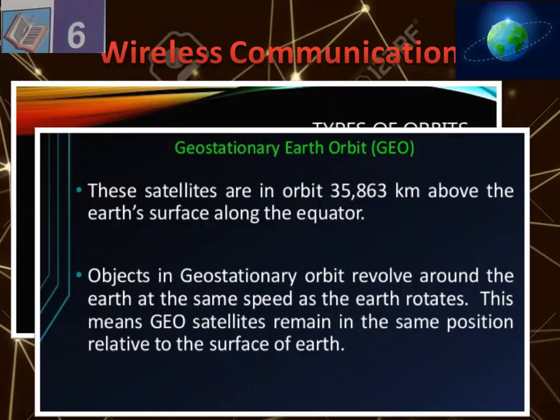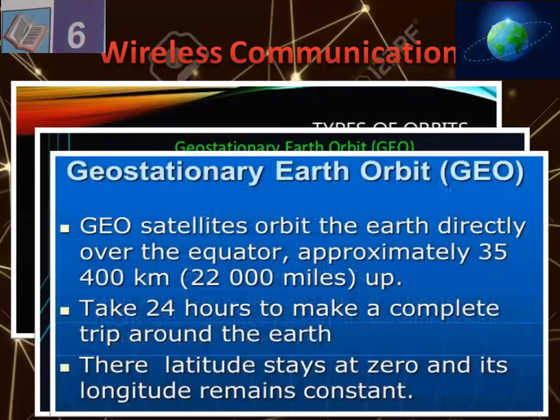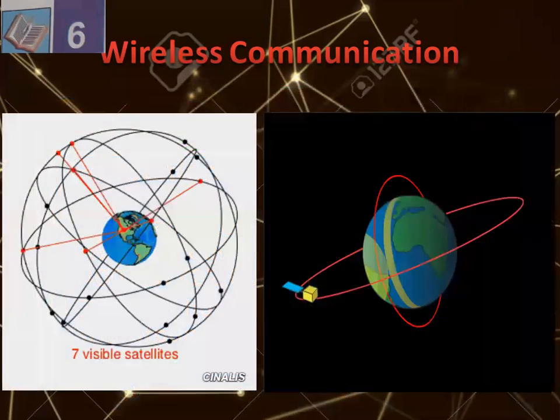they stay. In geostationary Earth orbit, GEO, satellites orbit the Earth directly over the equator approximately 35,400 kilometers, or 22,000 miles up. They take 24 hours to make a complete trip around the Earth. Their latitude stays at 0 and their longitude remains constant.